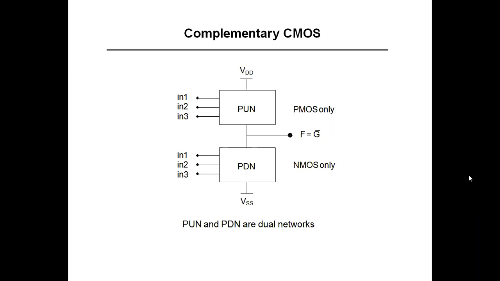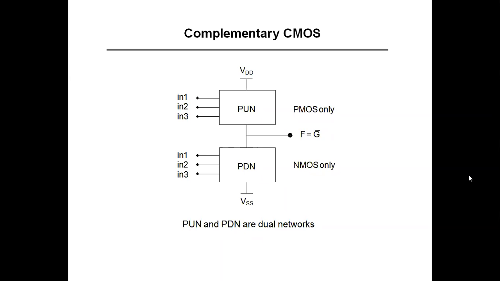What is CMOS? It has a pull-up network, right? It is of PMOS, right? That will act as a pull-up network, and a pull-down network. That pull-down network is of NMOS only, and the pull-up network is of PMOS only. So when you combine them together in parallel, that forms the CMOS, complementary MOS.